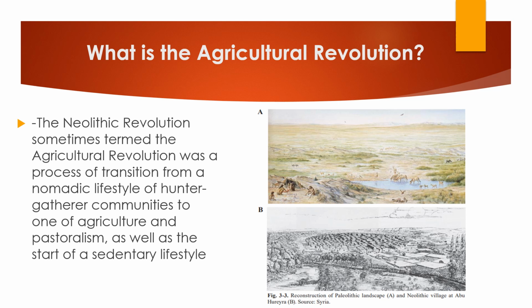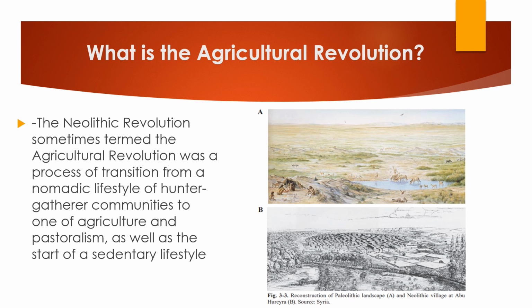It was a process of transition from a nomadic lifestyle of hunter-gatherer communities to one of agriculture and pastoralism, as well as the start of a sedentary lifestyle. We can see here at A, that is the Paleolithic period, the hunter-gatherer period, and B, the second part of the image, that is the Neolithic village. That's a Neolithic village at Abu Hureyra in Syria.